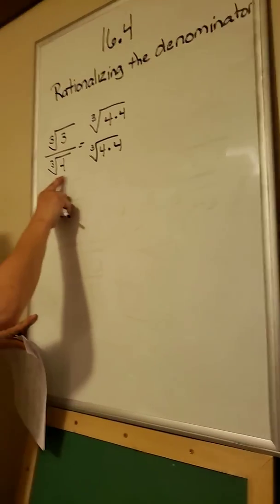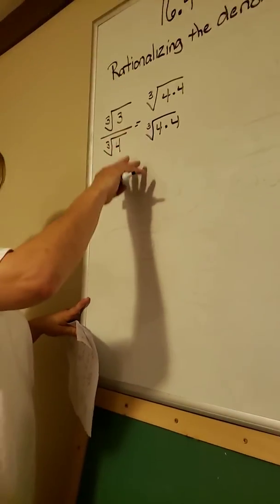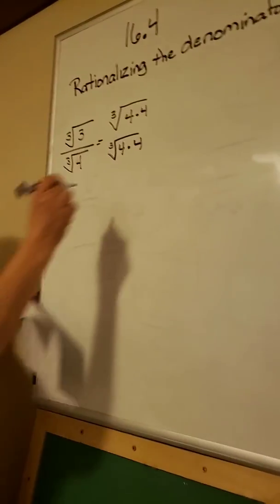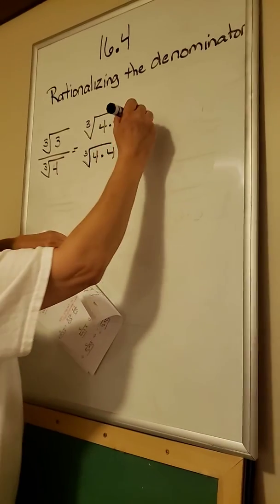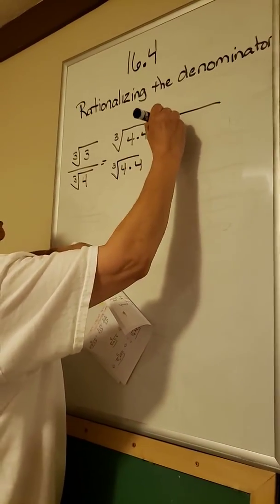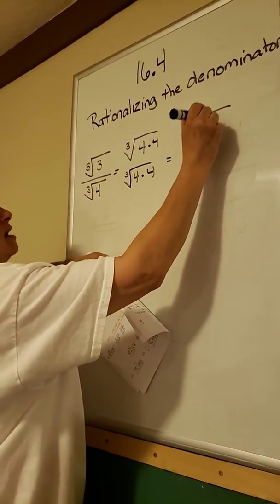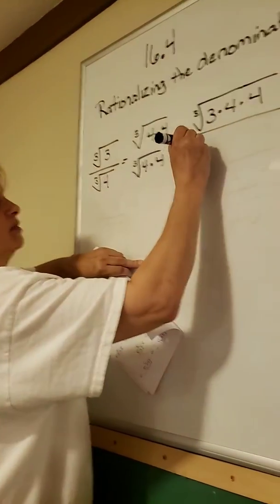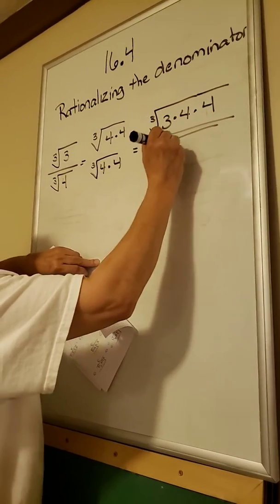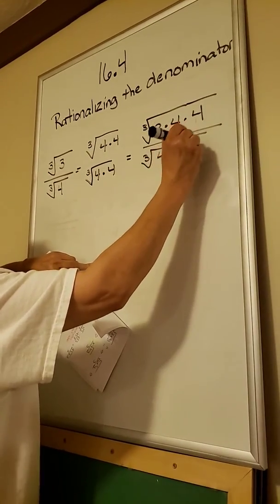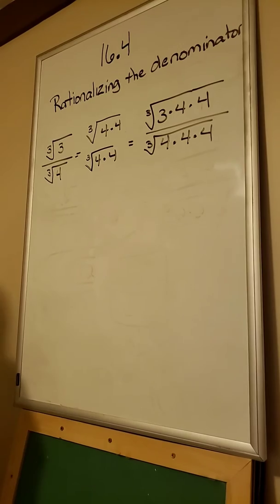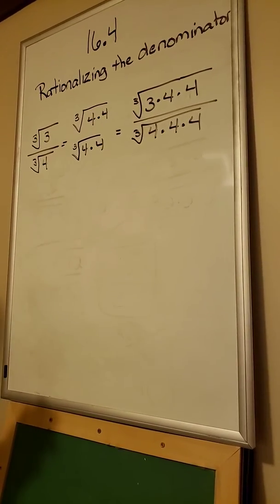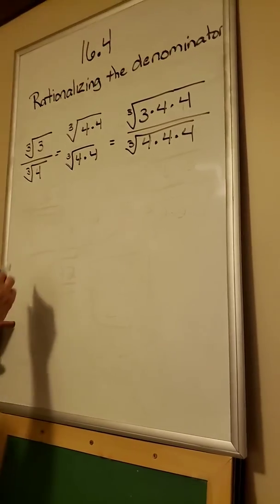Okay, why do we do that? We do this so we have a perfect cube on the bottom, so when it simplifies, the radical is going to go away. All right, so what we have on the top is the cubed root of 3 times 4 times 4 over the cubed root of 4 times 4 times 4. So, like I said, it's late and I'm tired. So we got 4 times 4 is 16, times 4 is 64.